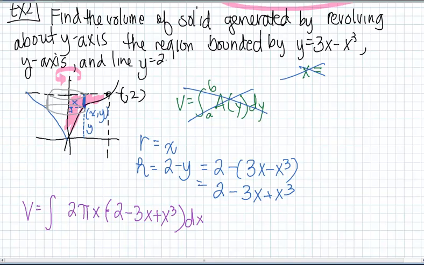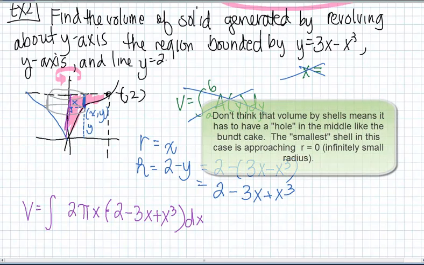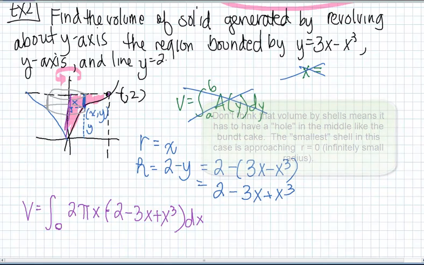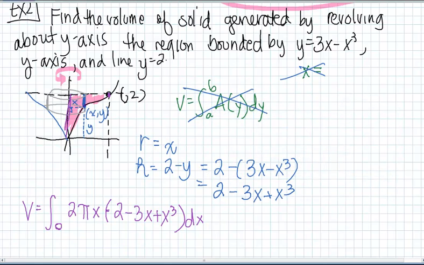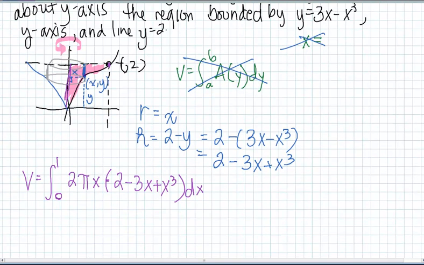Now where is our smallest shell? It's when it's sitting right here close to the y-axis. So that means we have x value equal to 0. And the largest one is going to be out here on the outside tip on the right-hand side with an x value of 1. So again, you can take this and integrate it on your own. It's going to equal 2 pi over 5.